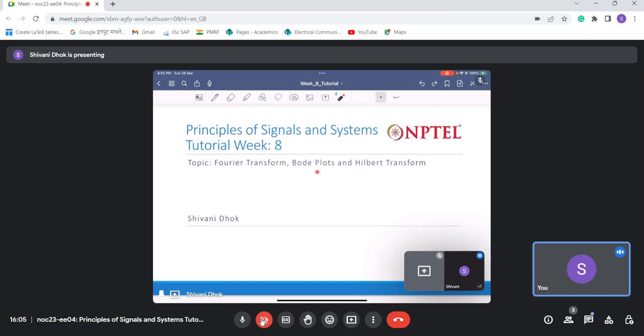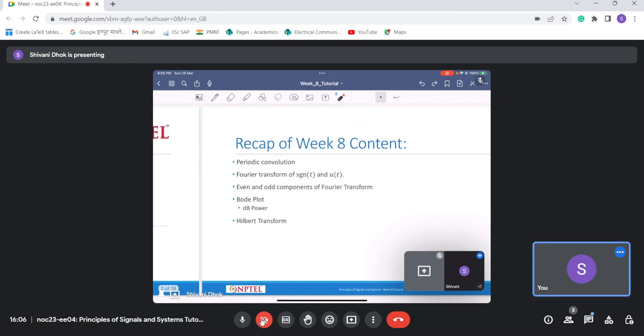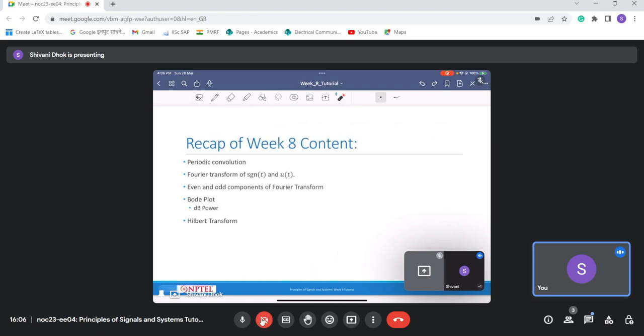Some 3-4 questions on Bode plot I'll cover, and one question on Hilbert transform, which will give you a glimpse of how this Hilbert transform is helpful in some situations. So before going ahead and solving the questions, let us first have a recap of the content that was covered in this week 8.